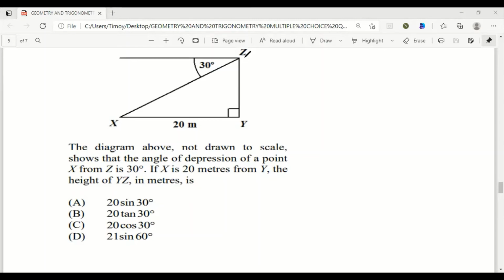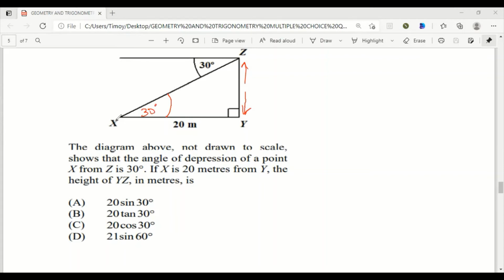We want to find this distance here, which is yz. All right, so let's just highlight that. I want to find that distance there. What do we know? We know the angle of depression. Do we know about angle of depression and angle of elevation? They are equal. So if this angle up here is 30 degrees, it means that the angle of elevation here is going to be 30 degrees as well.